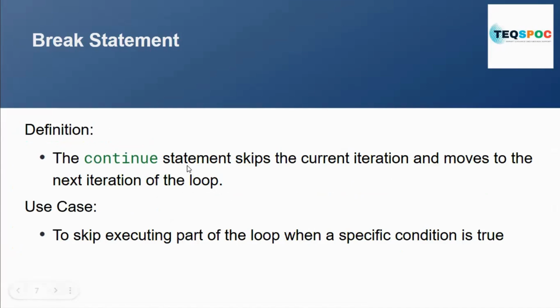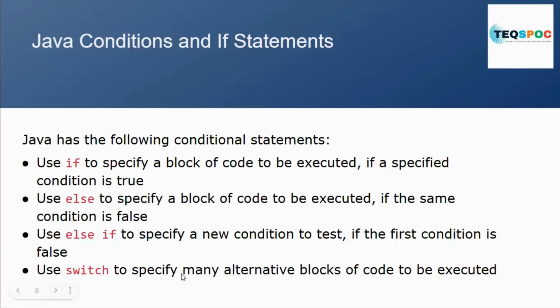Similarly, we have the continue statement. The continue statement will skip the current iteration and move to the next iteration of the loop. If you have written if x equal to 4, then it will not break the loop. It will skip x equal to 4, it will not print x equal to 4 and will execute the next part of the loop. This we will see in a practical way, that will be more clear to you. Now, break and continue statements are basically used inside Java conditions. So first we will see Java conditions, and inside that we will see the use of break and continue.